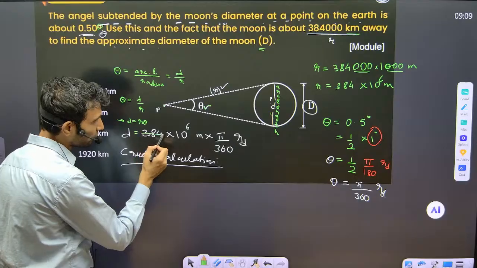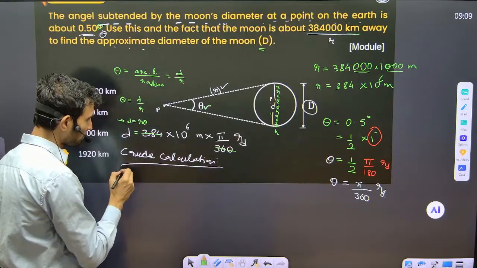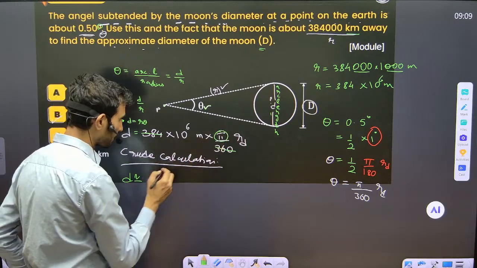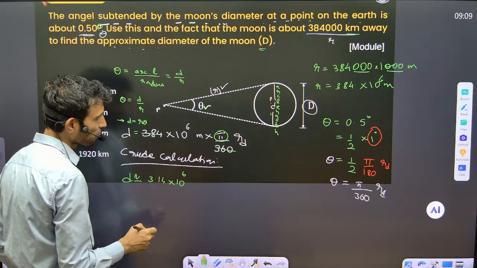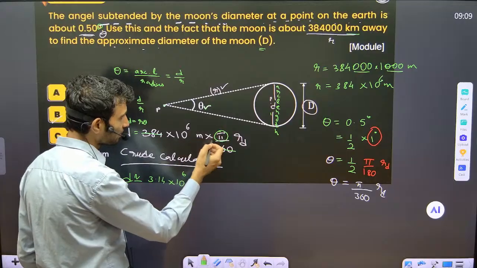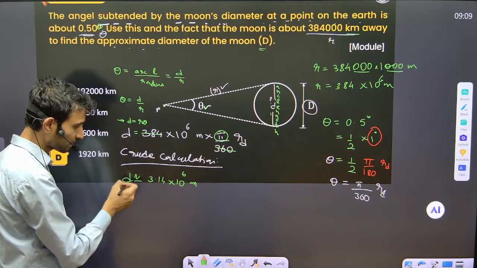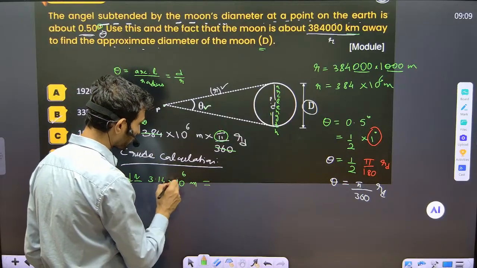See, 384 is almost as good as 360, very close. You can cancel them. So what is left? D is almost coming out to be how much? Pi is there, guys. Pi is 3.14 into 10 raised to the power 6. And then meter it will come. The unit of D, the diameter, is meter, the standard unit.